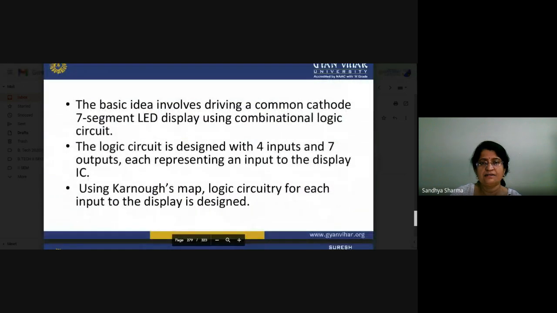The basic idea involves driving a common anode or common cathode 7 segment LED display using a combinational circuit, and the logic circuit is designed. What about the inputs? 4 inputs and 7 outputs. And we are using the K-map for designing.